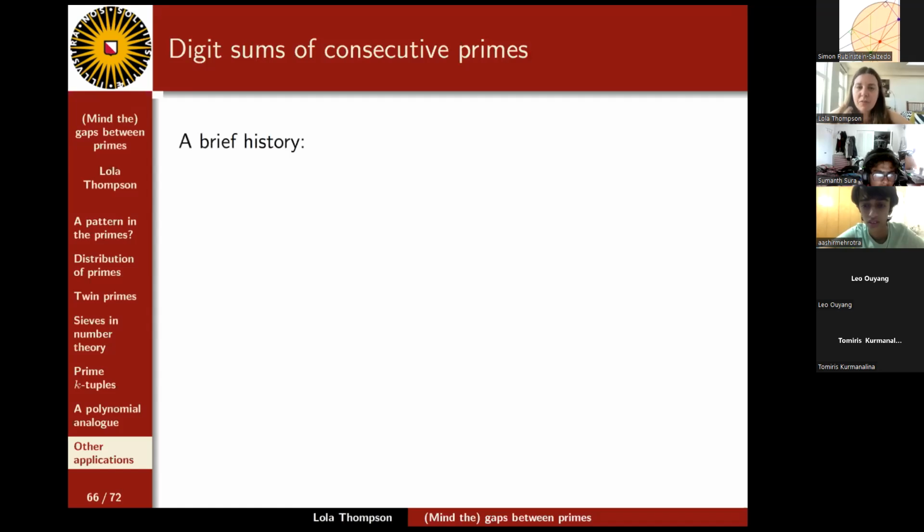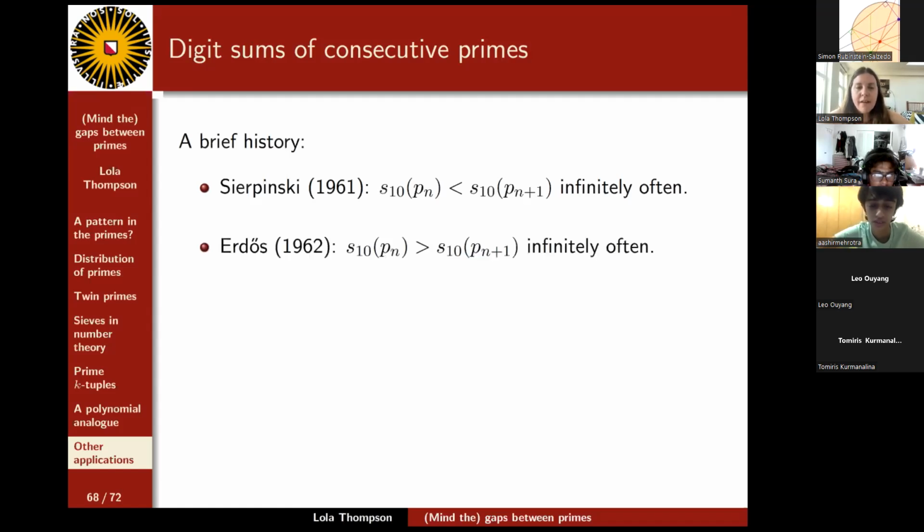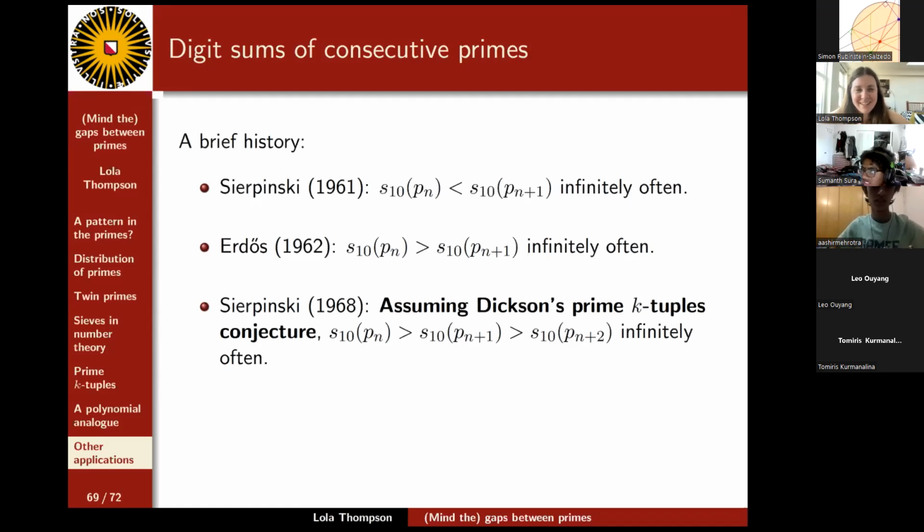Let me give you a brief history on this question. Sierpinski showed that you could have pairs where the digit sum is increasing infinitely often. And then Paul Erdős, who was a Hungarian mathematician, showed, one year later, that you could have pairs where the digit sum is decreasing infinitely often.